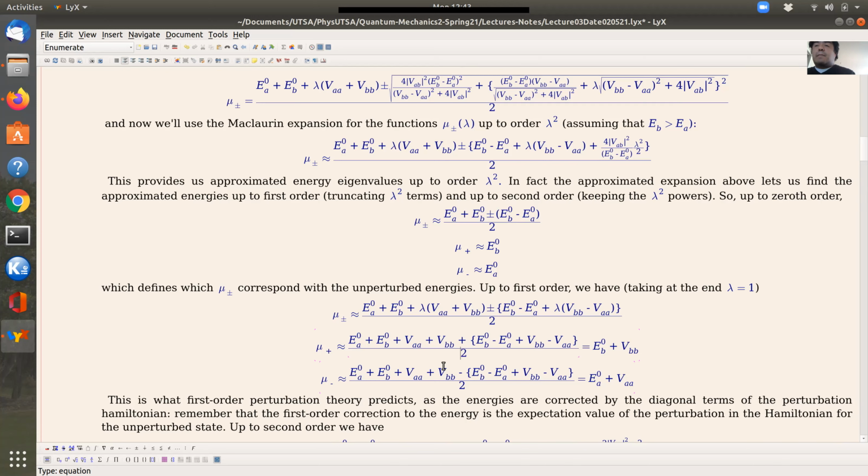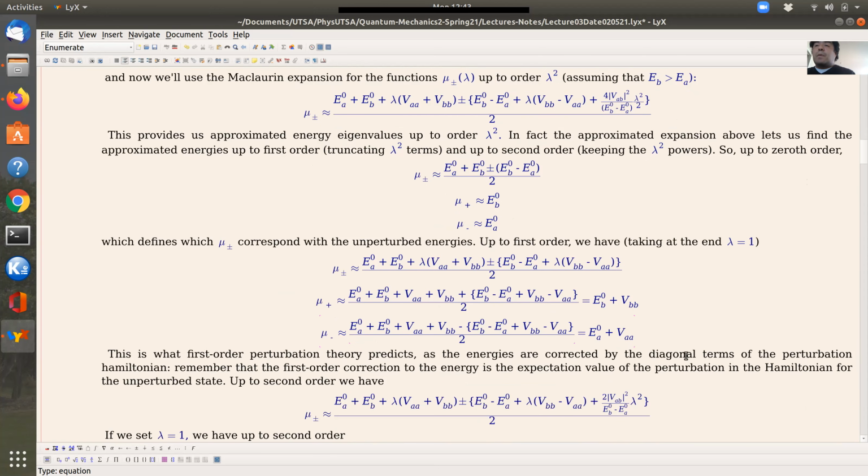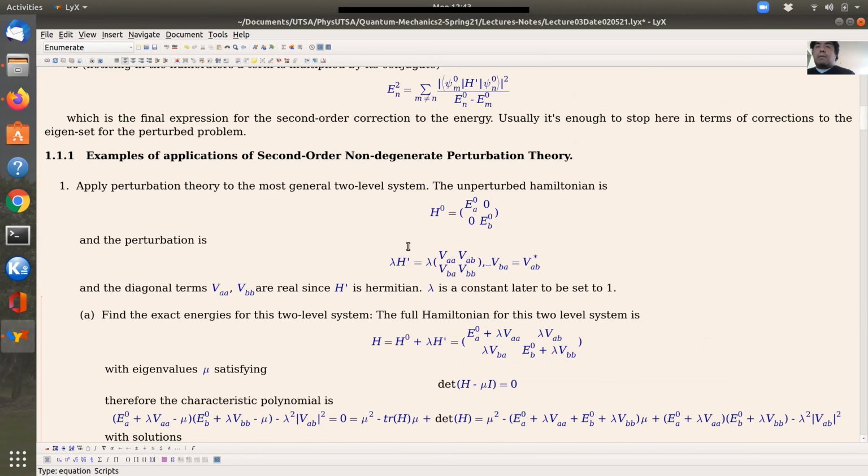And then mu minus has a similar situation in which basically now what will survive are the A terms and the B terms will die. And then the division by 2 takes care of the addition. So that's why mu minus is equal to E0A plus BAA. So this is exactly what first order perturbation theory predicts. Because if you notice, these are the unperturbed energies. So these are the 0 order things. And these are the first order corrections if you remember that the perturbation has these diagonal terms.